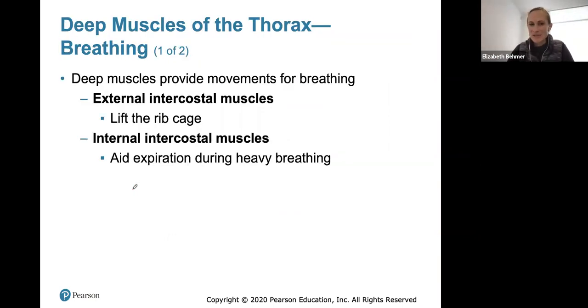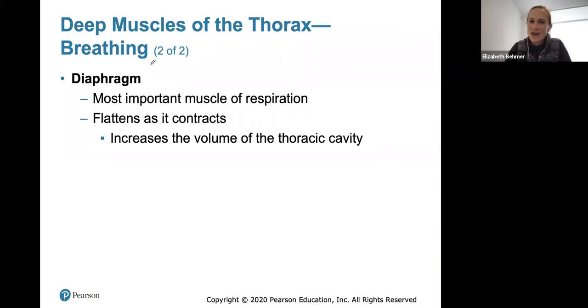Then we have deep muscles that provide movements for breathing. External intercostal muscles lift the rib cage when you breathe in, and internal intercostal muscles aid in expiration, or exhaling, during heavy breathing. The diaphragm is the most important muscle for respiration, and it will flatten as it contracts to help increase the volume of the thoracic cavity.